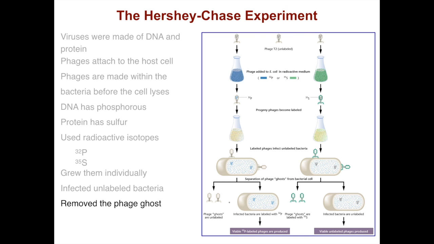So they removed the phage ghosts that don't have any DNA in them, and they checked where the radioactivity went. So they found that the ghosts were unlabeled when P32 was used, but the bacteria was labeled with P32. When they looked with S35, the ghosts were labeled. So the ghosts were basically the capsid and all the rest of the virus of the bacteriophage, but not the DNA. But the bacteria were not labeled. So it showed that DNA was the genetic information that was transferred by phages. So this was a definitive proof that DNA is capable of transferring genetic information on its own.